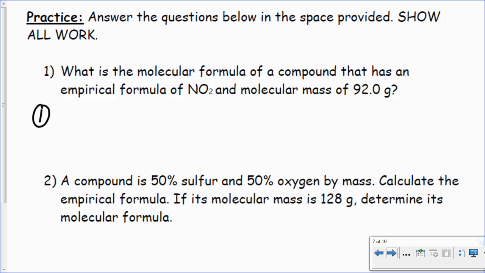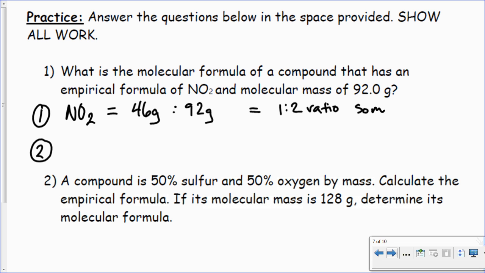So we start in this one by comparing the formula mass of NO2 to the molecular mass of 92. NO2's gram formula mass is 14 plus 32, which is 46 grams. You're going to compare that to 92 grams. If you compare that, you see that 92 grams is twice 46. And so the second step here is we take our empirical formula and we multiply all the subscripts by 2. That equals a 1 to 2 ratio.